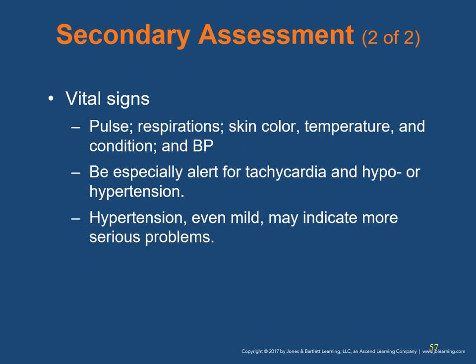Vital signs should include pulse, respiration, skin color, temperature and condition, and blood pressure. Be especially alert for tachycardia and hypo- or hypertension. It is typical for a woman's blood pressure to drop slightly during the first 2 trimesters of pregnancy, but return to normal during the 3rd. Hypertension, even mild, may indicate more serious problems.